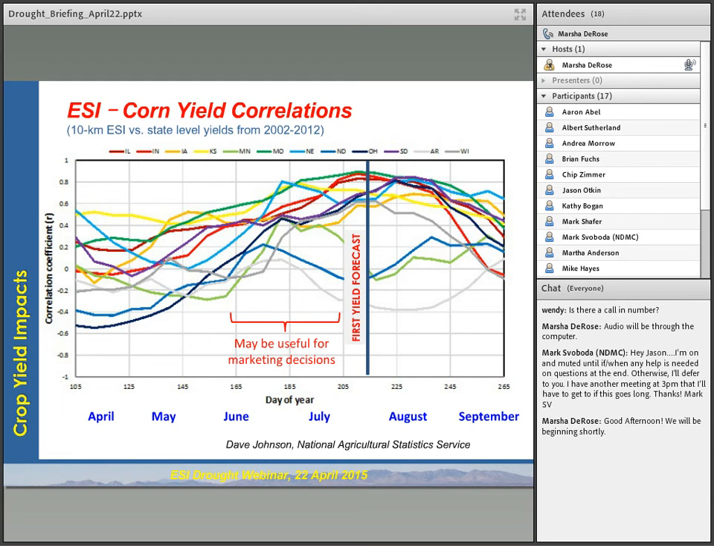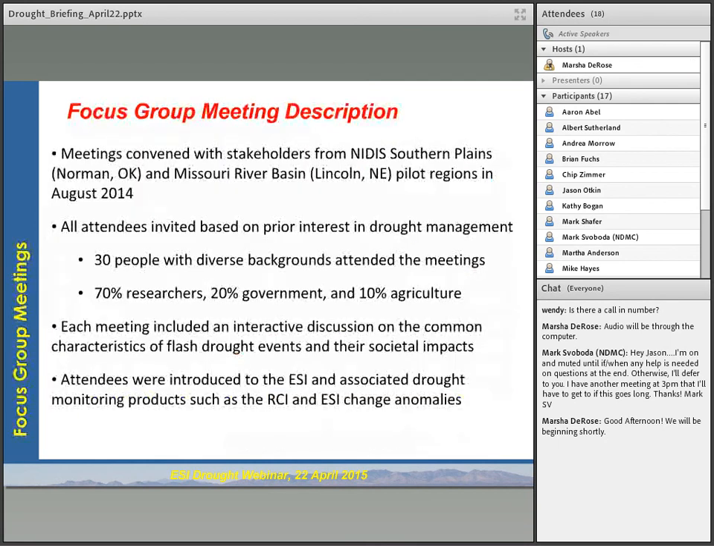the end-of-season corn yield. Also note the vertical line at the end of July that shows when the first yield forecast is released by the U.S. Department of Agriculture each year. The high correlations in many states prior to the release of this initial yield forecast indicate that the ESI may also be useful for marketing decisions, since it could be used to anticipate final yields and also give some indication for what the initial USDA yield forecast will be. Okay, next slide, please.